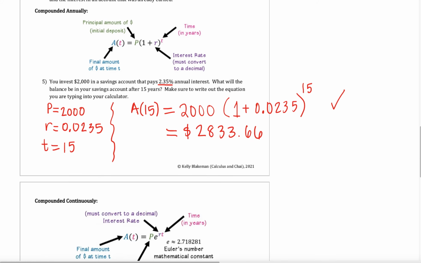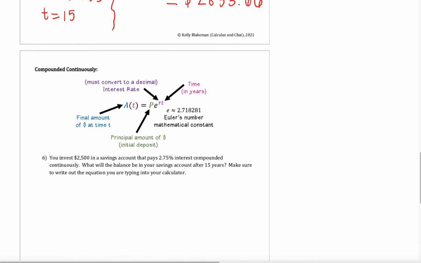Okay. Let's talk about compounded continuously. So compounded continuously is what happens when our money is constantly earning interest on the money that's invested in the bank. Theoretically, it's the best type because I'm earning interest more often than any other type. We have a similar equation. We still have A of t, which is the final amount of money after any time t. P is still our principal amount of money or the initial deposit made.